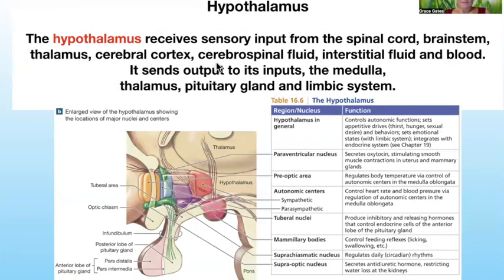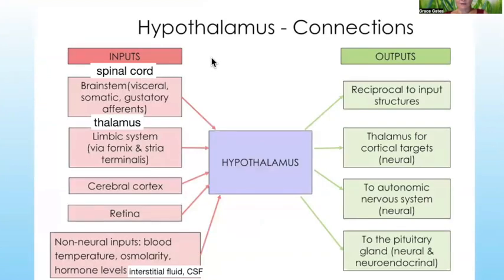The hypothalamus receives sensory input from the spinal cord, brainstem, thalamus, cerebral cortex, cerebral spinal fluid, interstitial fluid, and blood. It sends output to its inputs, the medulla, the thalamus, the pituitary gland, and limbic system. So here's a picture showing you the inputs to the hypothalamus and the outputs.